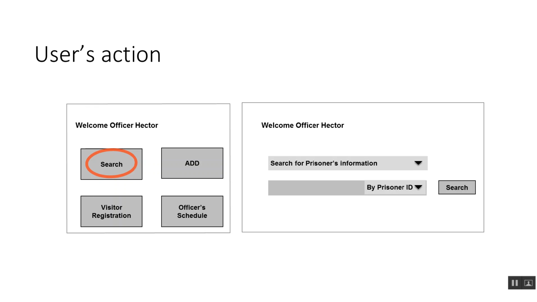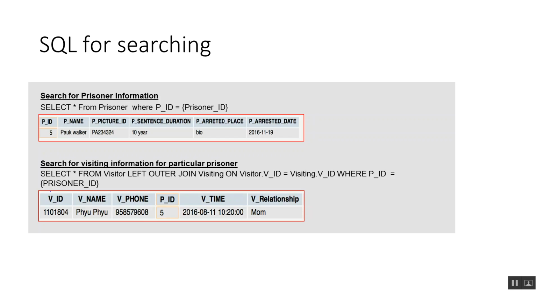So if the officer selects search, the officer can search manually in several ways. If the officer wants to search the prisoner information and wants to search by the prisoner ID, they just enter the prisoner ID and click search, and the results will come out. This is the result of the search from the database. If the officer wants to search by the prisoner information, they select all from the prisoner, so all information of the particular prisoner will come out.